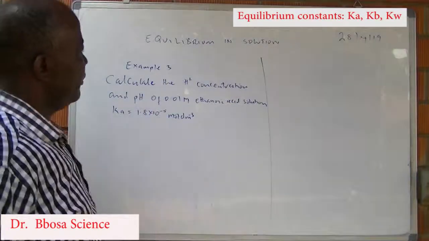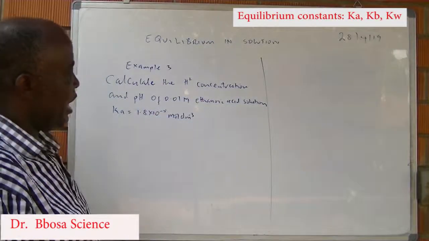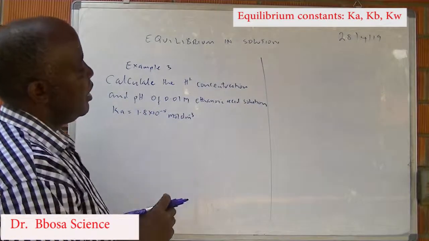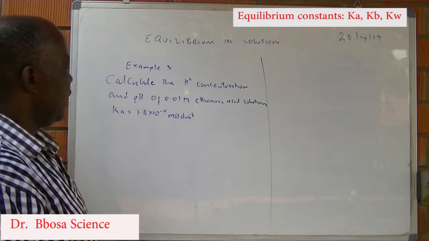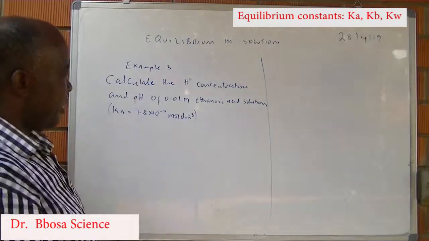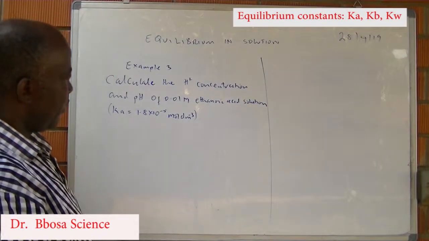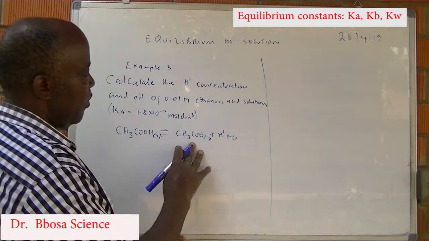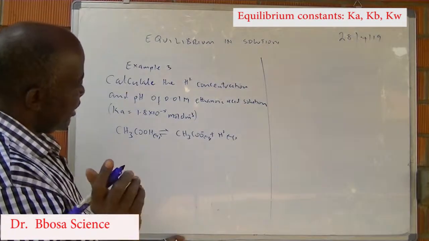Example 3. Calculate the hydrogen ion concentration and the pH of 0.01 molar ethanoic acid solution. Ka is 1.8 times 10 to the power negative 5. Ethanoic acid ionizes to give ethanoate ion and the hydrogen ions.